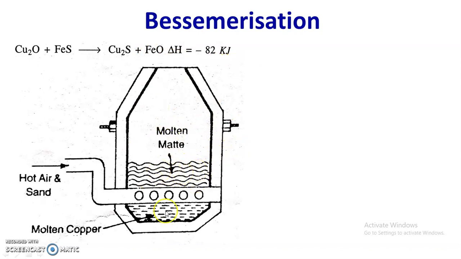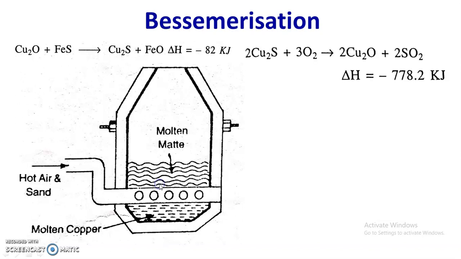The molten matte is taken in this converter and hot air is passed through this side pipe, and the temperature of the Bessemer converter is maintained around 1573 Kelvin to 1673 Kelvin. At high temperature, the cuprous oxide first of all combines with the rest of the cuprous sulfide and there is a formation of metallic copper.